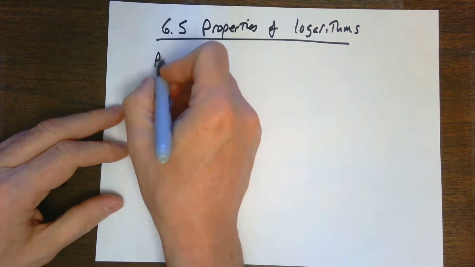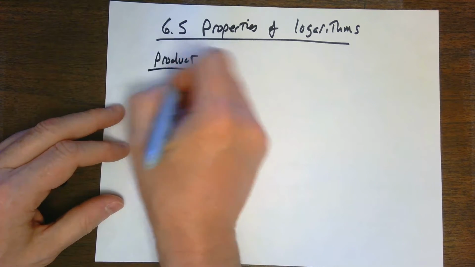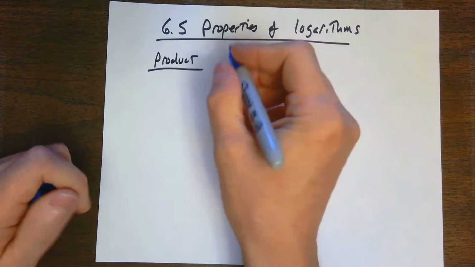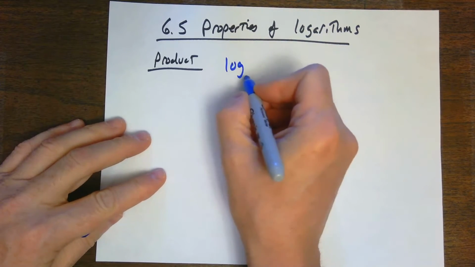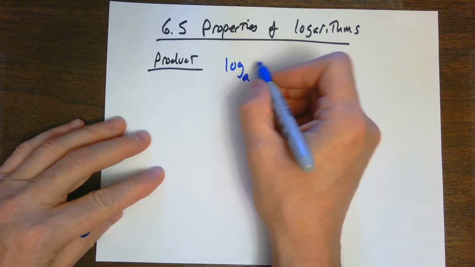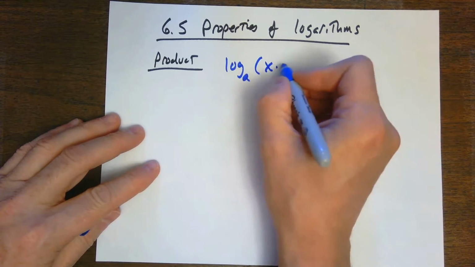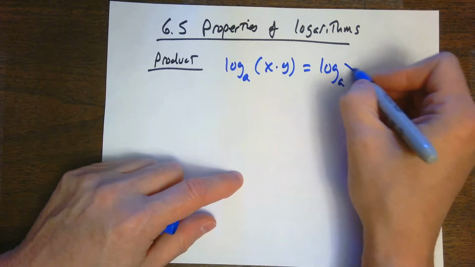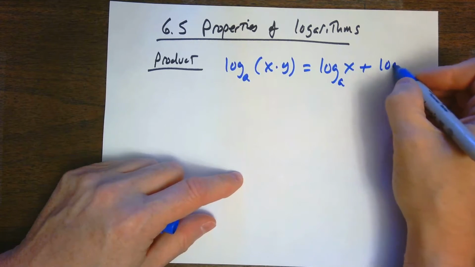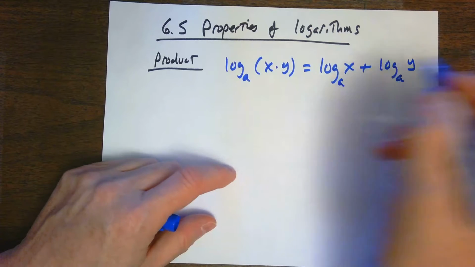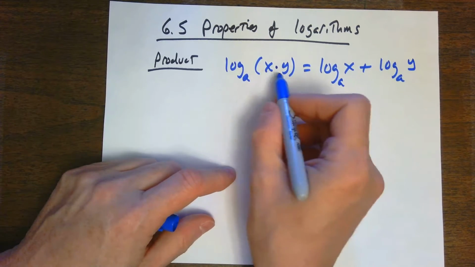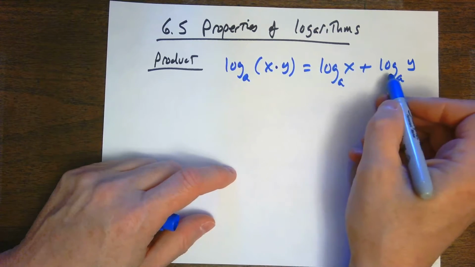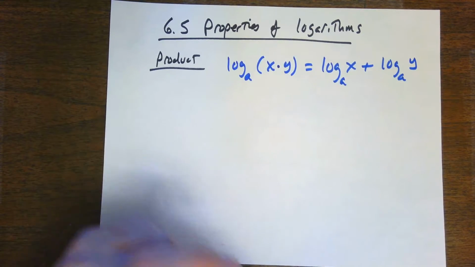The first rule is what we call the product rule. And think about multiplying logarithms. And this one says that if I have the log base something, I'm going to call it a, of a product, x times y, that's the same thing as log base a of x plus log base a of y. So the log of a product is the sum of the logs. And this might not make sense at first.